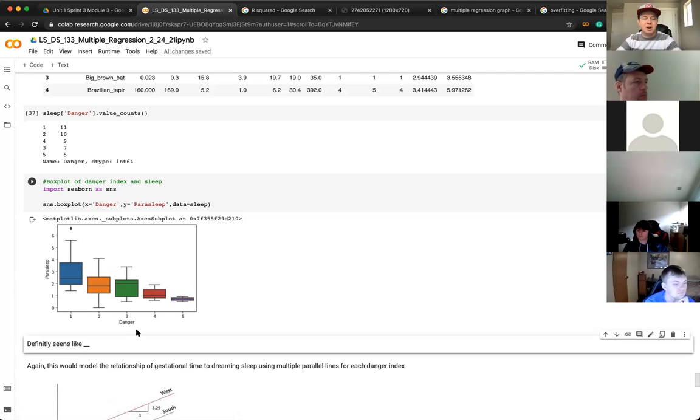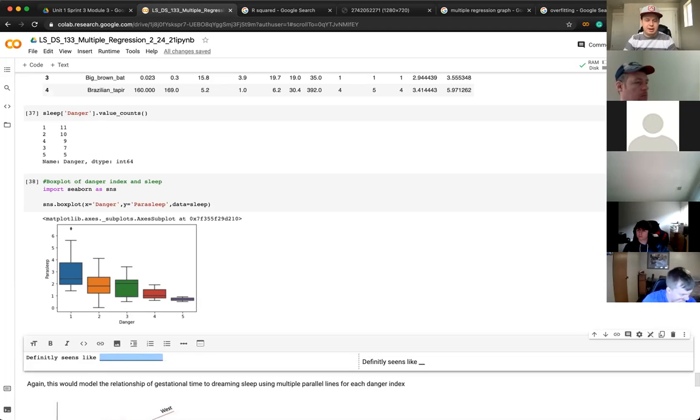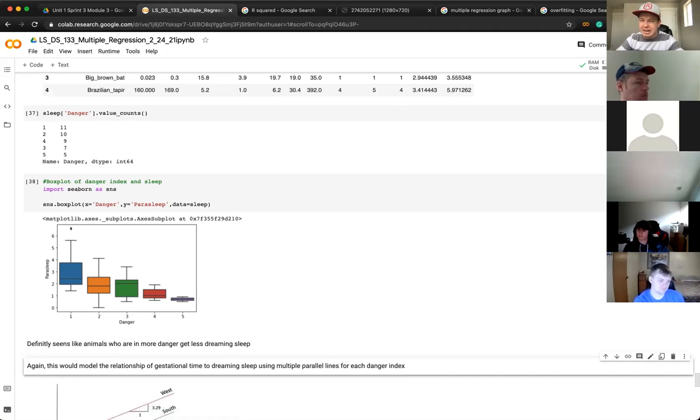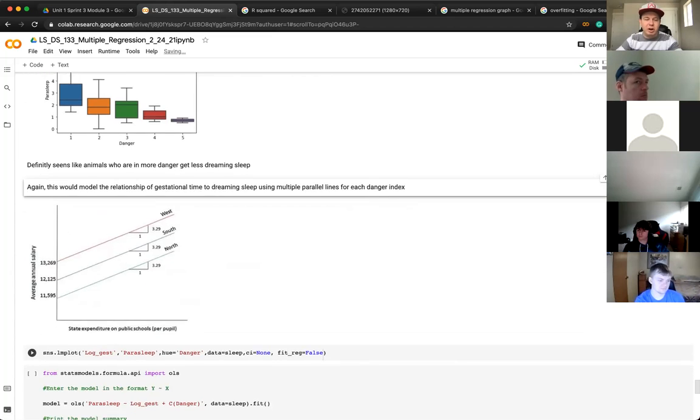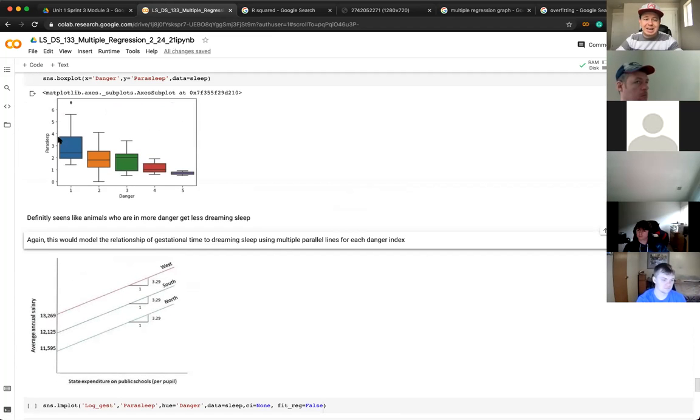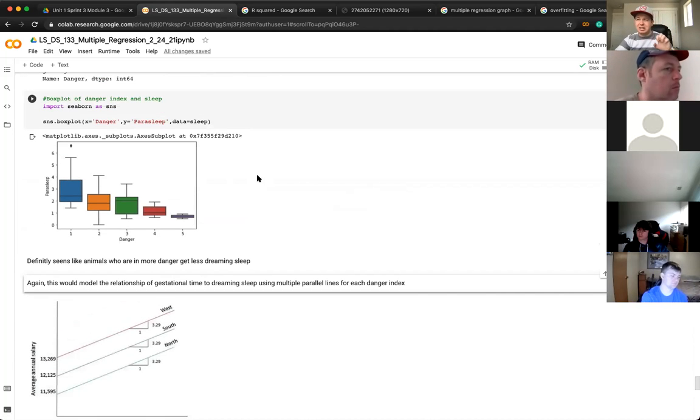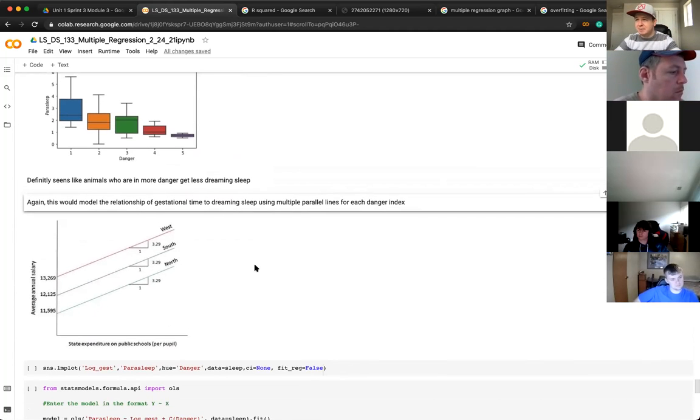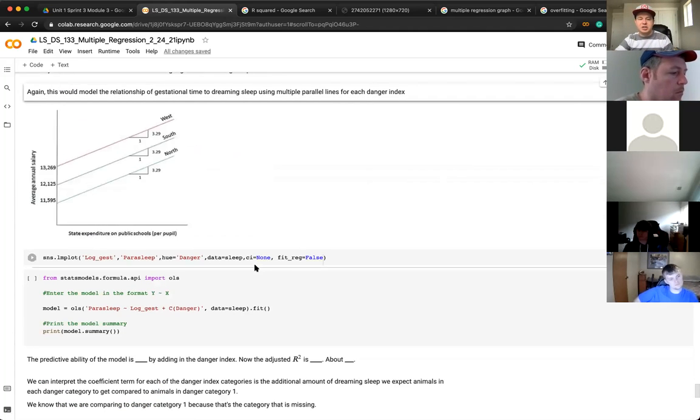Okay, so this definitely seems like animals who are in more danger get less dreaming sleep. Hopefully I can see that with my eyeballs even before running the regression here, right? But this is a categorical variable. Remember, categorical. We've got 5 different values here. It is not continuous. So what we're going to end up with is 5 different regression lines. They're all going to be parallel to one another for the increasing levels of danger here.